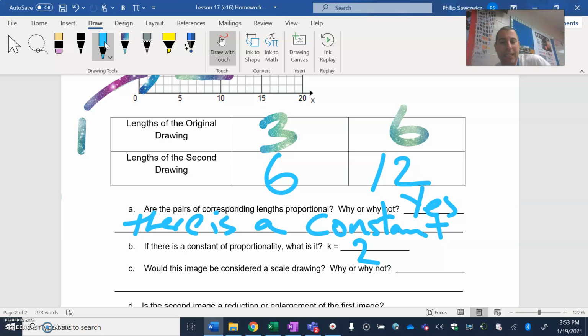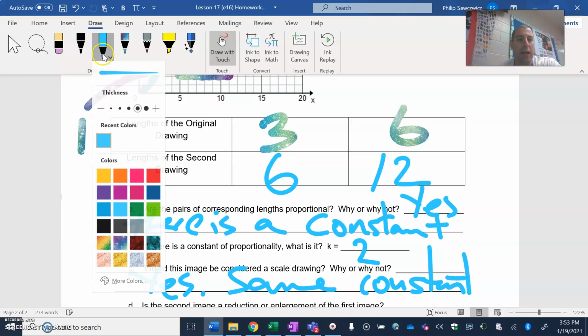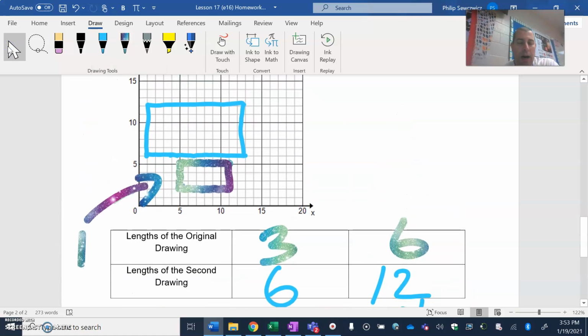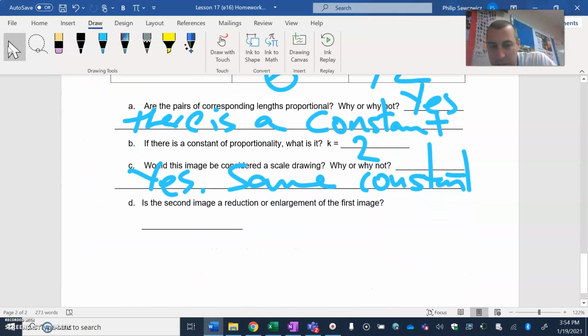So would this image be considered a scale drawing? Does the constant work every single time? Yes, it does, because again, we've got that same constant that we're dealing with. So let's come on back up here and take a look. When we go from the lengths, constant of 2. When we go from the widths, constant of 2 each time. So yes, we are using that constant.